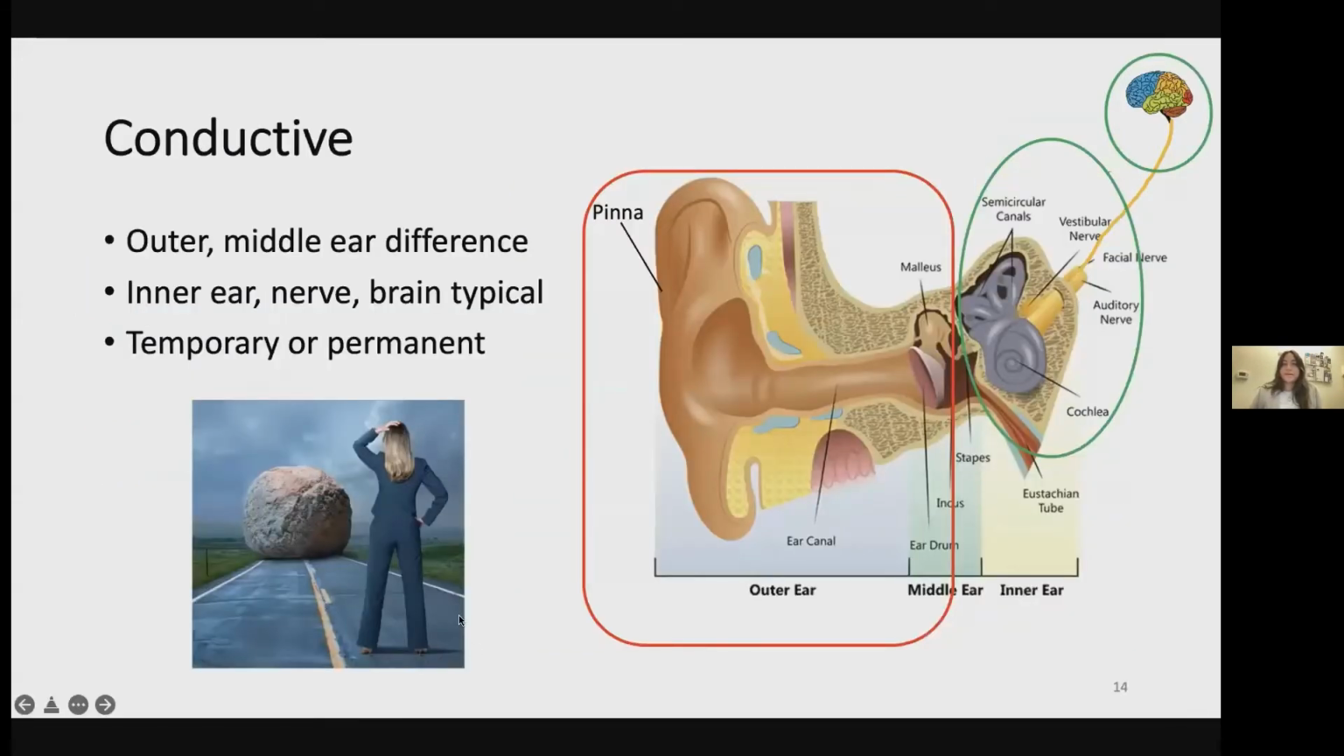Right. So a conductive hearing difference is when the difference is occurring in your child's outer ear or their middle ear here. And the inner ear, auditory nerve, and brain are functioning typically. A conductive hearing difference can be temporary or permanent, depending on the cause of the difference. And with a conductive hearing difference, typically there is something that is blocking or impeding the path of sound from arriving at the inner ear.